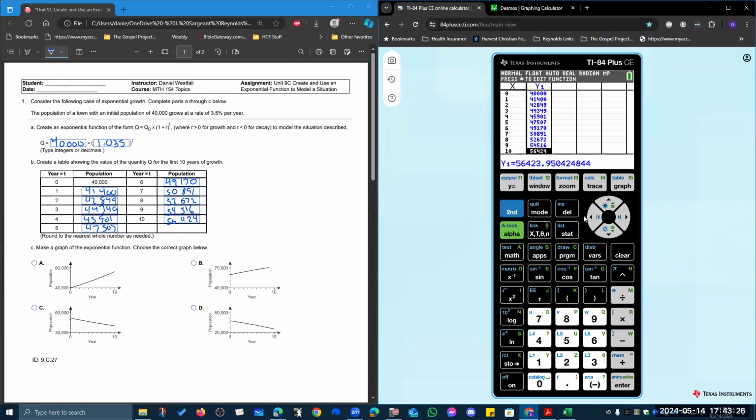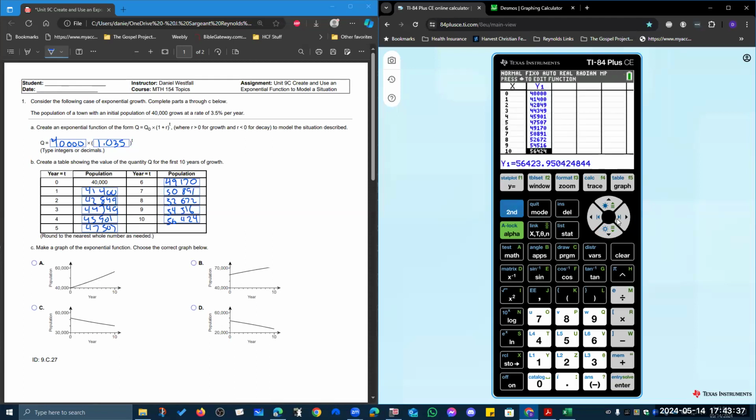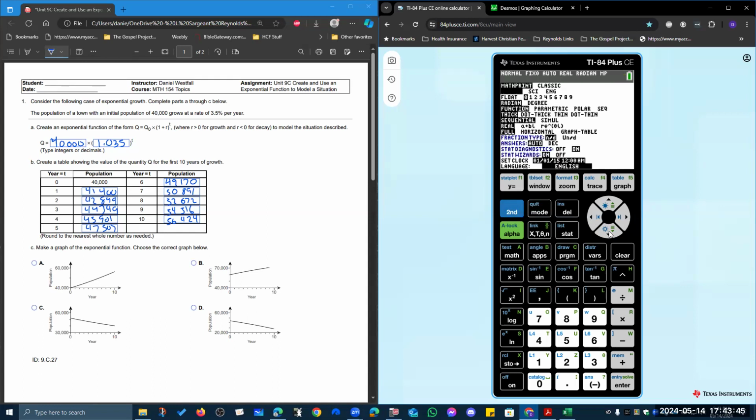I also could set my calculator mode to only go to 0 decimal places, whole numbers. It doesn't round on the table, but if I was going to do any calculations out on the home screen, it would round them for me. So there we go.